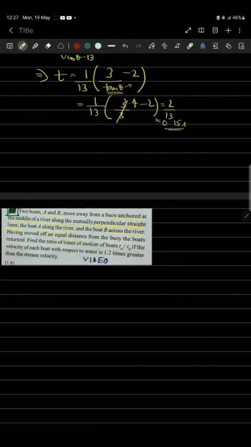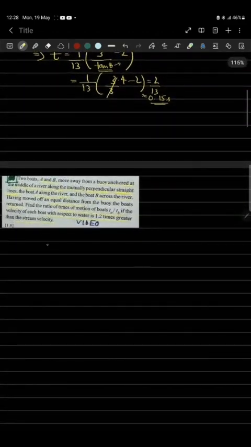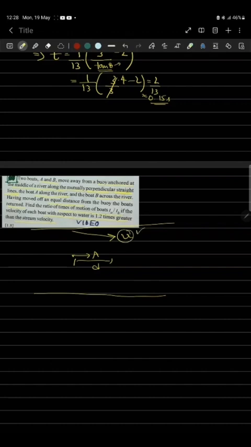After moving off an equal distance, the boats return. It is asked to find the ratio of times of motion, TA by TB, if the velocity of each boat is 1.2 times greater than the stream velocity. So let's solve this question. Let's suppose this is the river and this is the boat A. So A will move off an equal distance d. Stream velocity is u, let's assume this as u, and the boat moves at v.